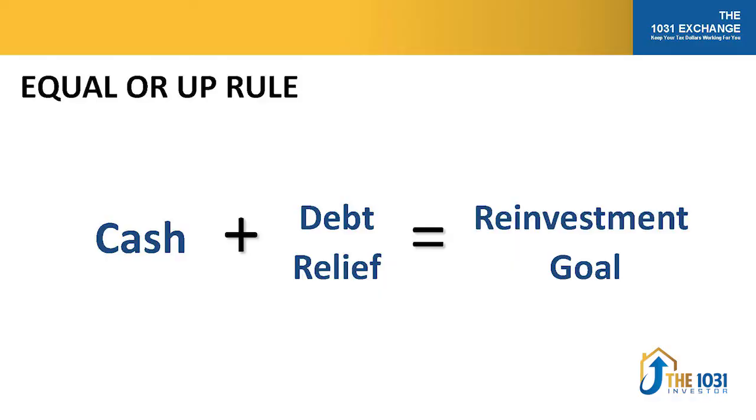So the ways of thinking about this, take a look at the bottom of your settlement statement. You've got the cash you got at the end, plus whatever mortgage was paid off. That's going to equal your reinvestment goal. Make sense? Now, you may be a left-brained or a right-brained or a different brain thinker.